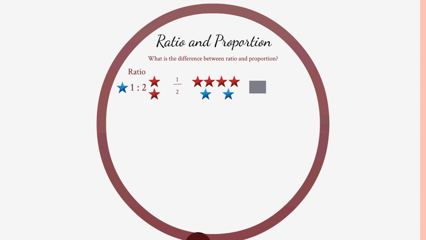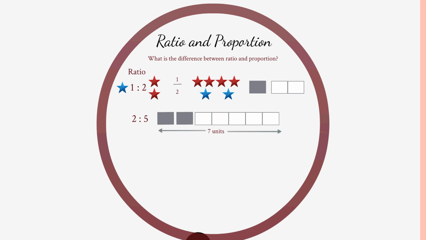Then I can draw this box diagram like if I have one gray box. For every gray box, I have 2 white boxes. What about this ratio 2:5? So now for every 2 gray boxes, I draw 5 white boxes. And the total number of units is 2 plus 5, yes, 7 units. So this is the ratio.